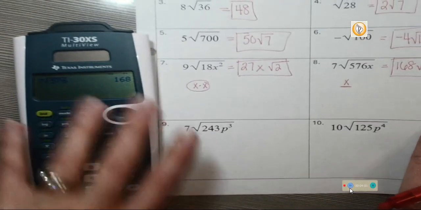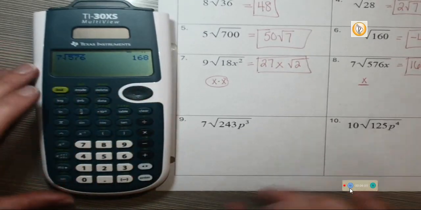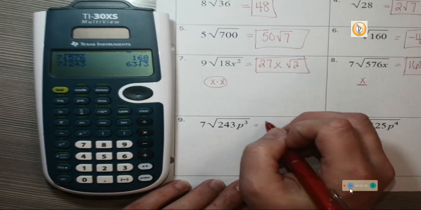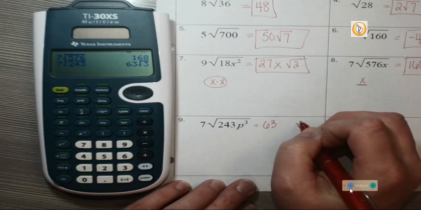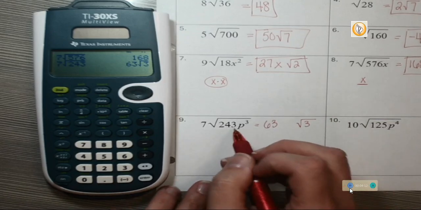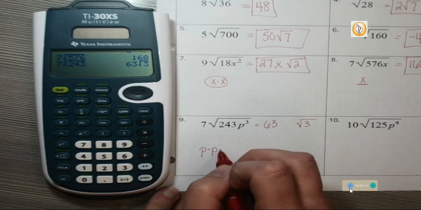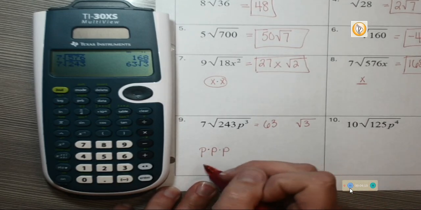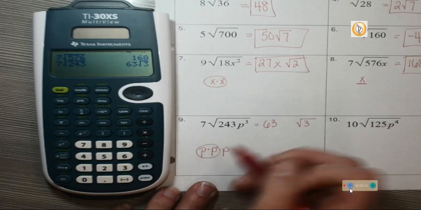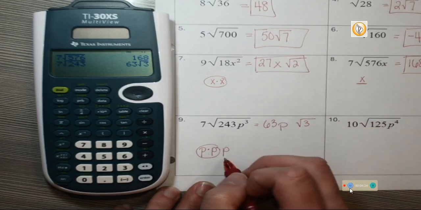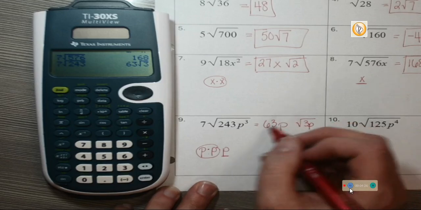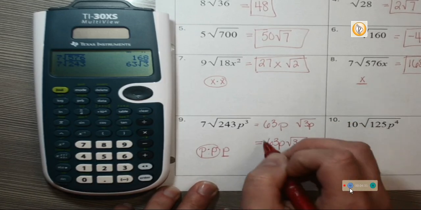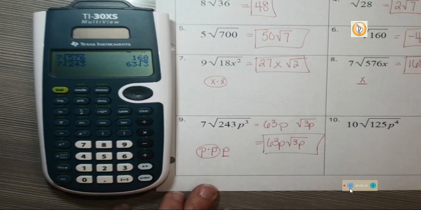Okay? So let's do another one together. Let's do 9. I have 7 square root of 243. So I've got a 63 outside and a square root of 3 inside. P to the third is P times P times P. How many does it take to go out in the front? 2. I'm going to circle. What I circle, I put it in the front, and then 3P on the inside. Now, it's kind of spread apart, so I'm going to write it a little more professional so that it's all together.